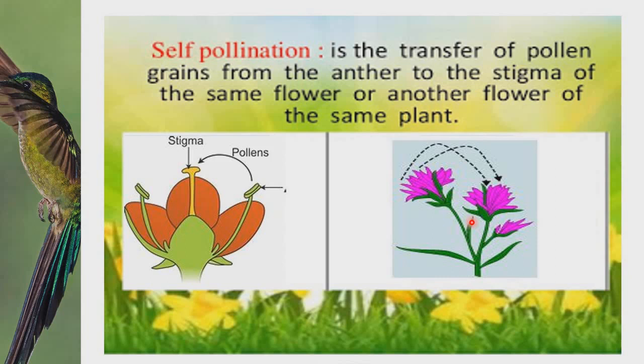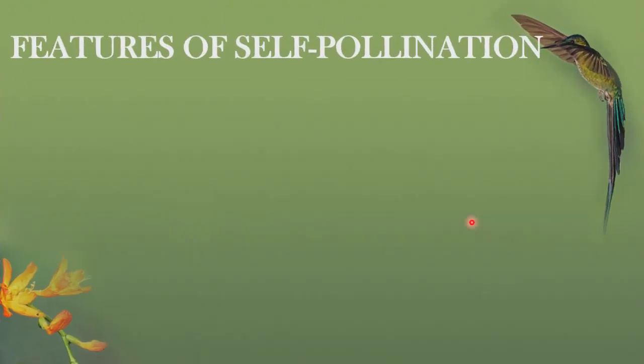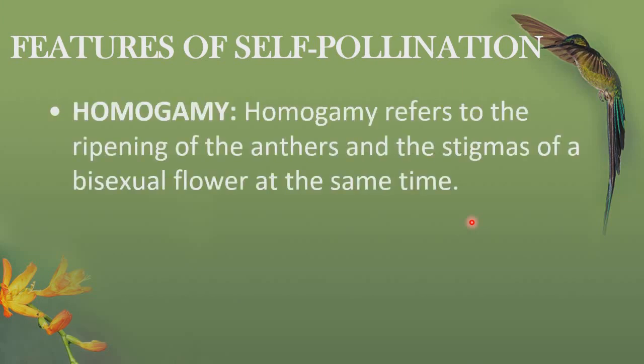Now let's look at features of self-pollination. What are the features of self-pollination? The first one is homogamy. Homogamy refers to the ripening of the anthers and the stigma of a bisexual flower at the same time. When the anther and the stigma of a bisexual flower mature at the same time, this brings about the term we call homogamy. Homogamy promotes self-pollination. Without homogamy, self-pollination will be hindered.